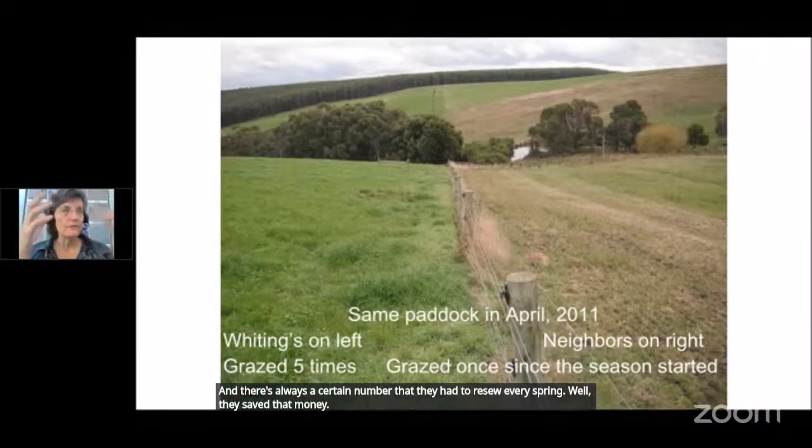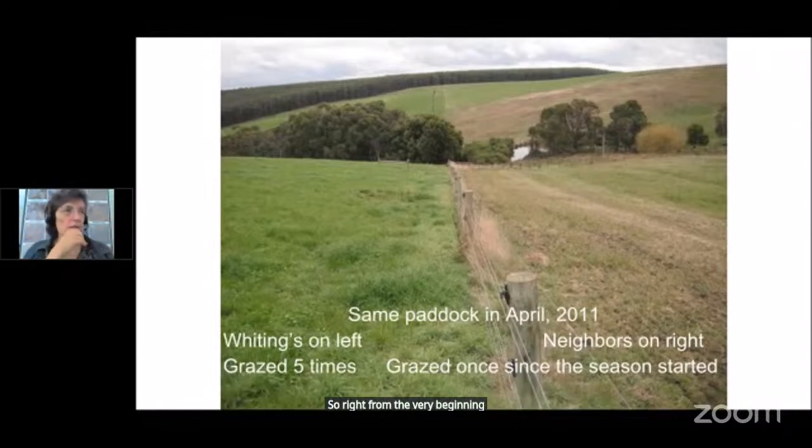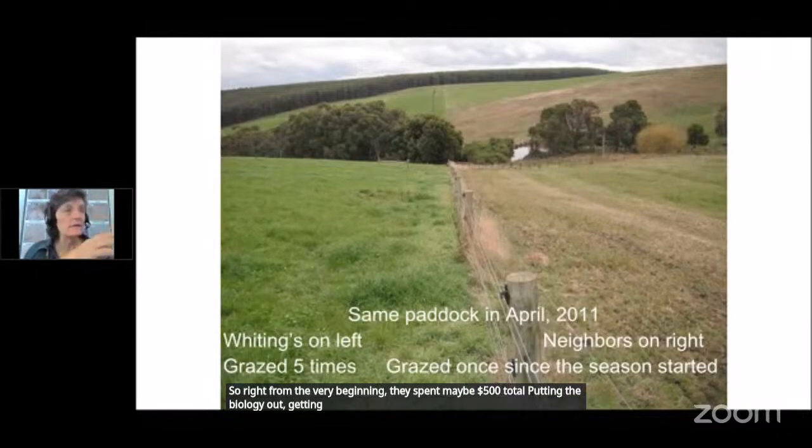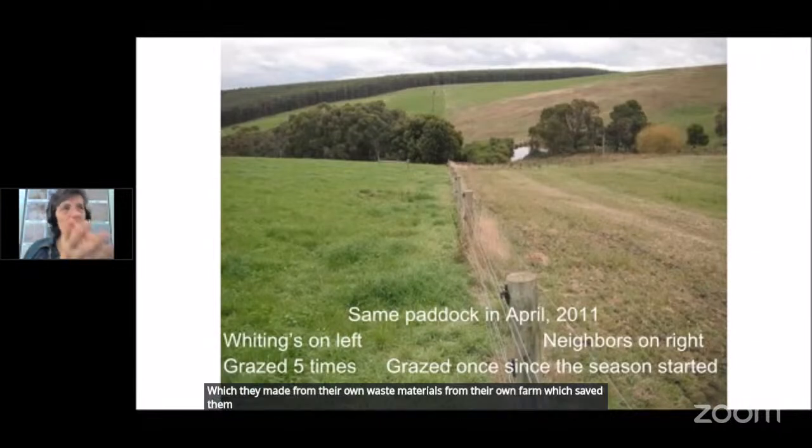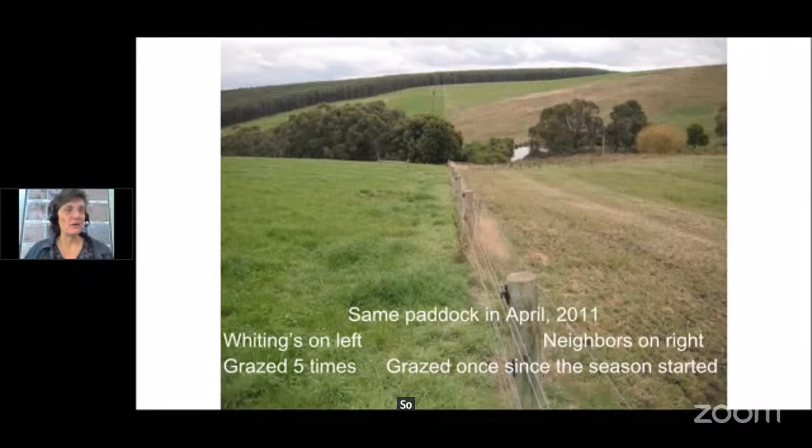So right from the very beginning, they spent maybe $500 total getting the biology out, making their own compost, which they made from their own waste materials from their own farm, which saved them $15,000 because they were no longer being fined by the EPA because they had manure lagoons. So huge savings all around, and that's just in the first 6 months.